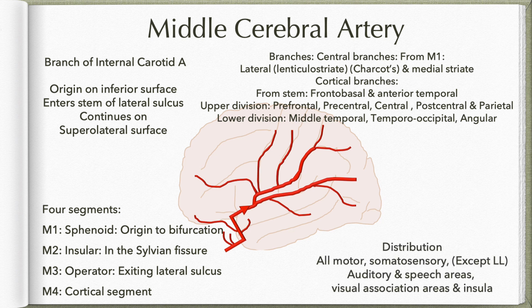Now coming to the area it supplies, or the area of distribution, it supplies all motor and somatosensory areas except that area which is representing the lower limb. It also includes the functional areas which will be controlling the auditory function, speech areas, visual association areas, and the insular cortex.